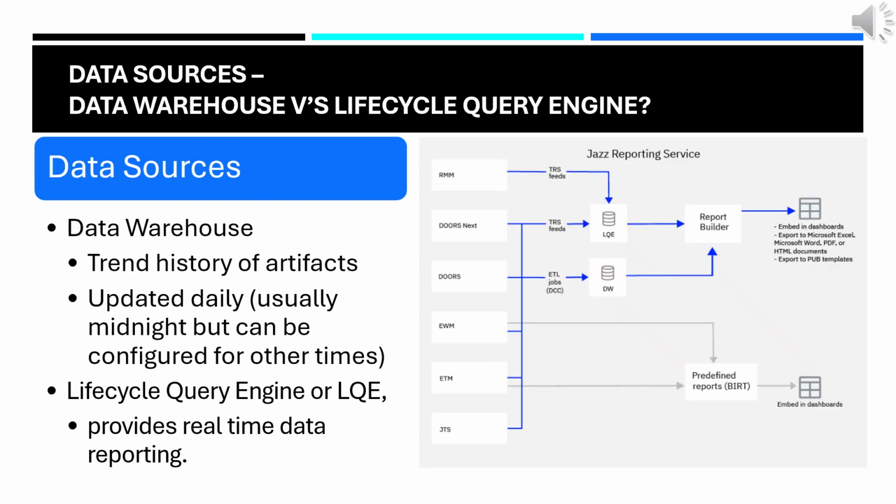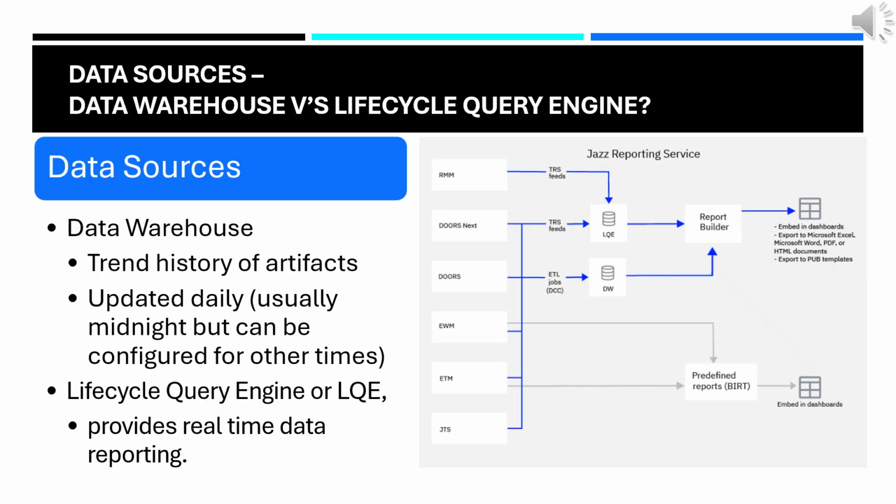Let's take a very high level look at how data flows through our ELM applications. As you can see on the screen here, we've got a graphic which shows on the left hand side the different applications that we may have in our environment. Each of those applications will have their own specific database, which stores the current and the latest version details of the data.